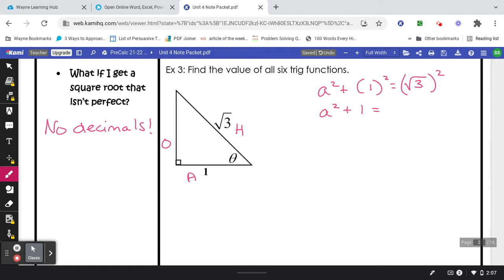And when you square root and a square, you have both at the same time, those actually cancel each other out. Those are opposite operations of each other. So we just end up with the number 3. Subtract 1 from both sides to get 2. When you square root 2, you get a decimal. We don't want to leave it as a decimal, so we will leave it as the square root of 2. Put it on that side right there.